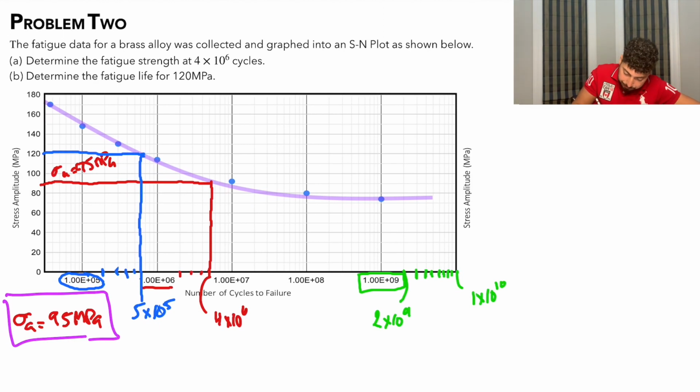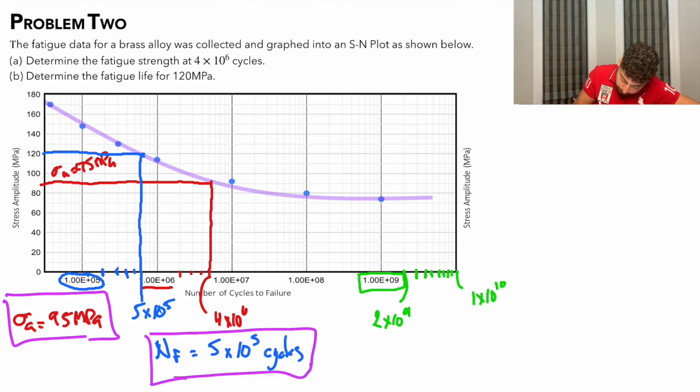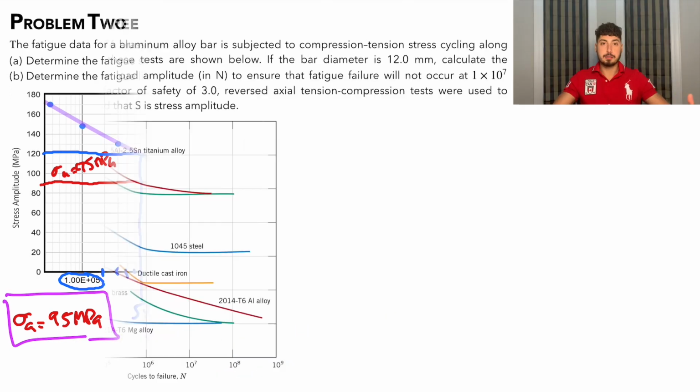So we can say that for a stress amplitude of 120 megapascals, we're going to get approximate fatigue life, or N_F, equal to 5 times 10 to the 5 cycles to failure. And that's our solution to problem 2. Let's move on to problem 3.